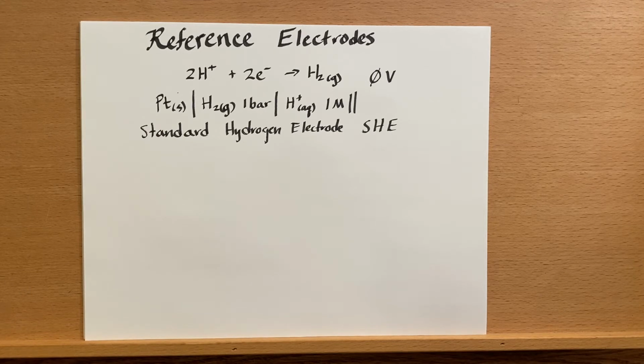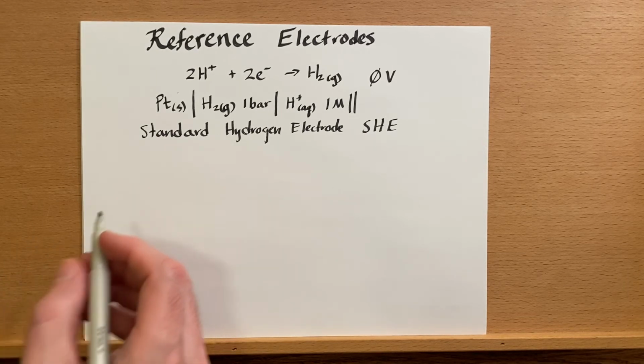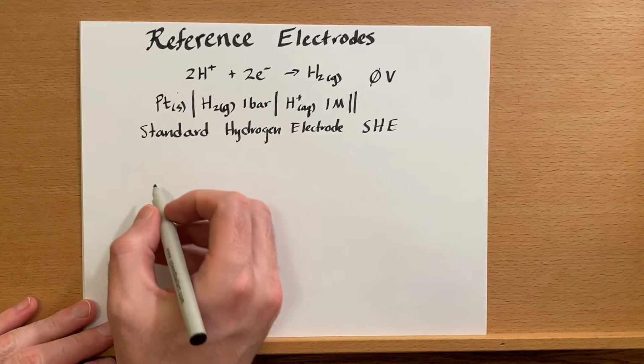Now, there's two kinds of these that are typically used. There's a saturated calomel electrode, which is based on mercury and mercury chloride, but that one uses liquid mercury, and so it has its own issues. And then there's the silver chloride reference electrode. This one gets used a lot more because silver is just a little bit easier to work with, and it's also not toxic, and it's not a liquid. So that makes it a little bit more convenient.